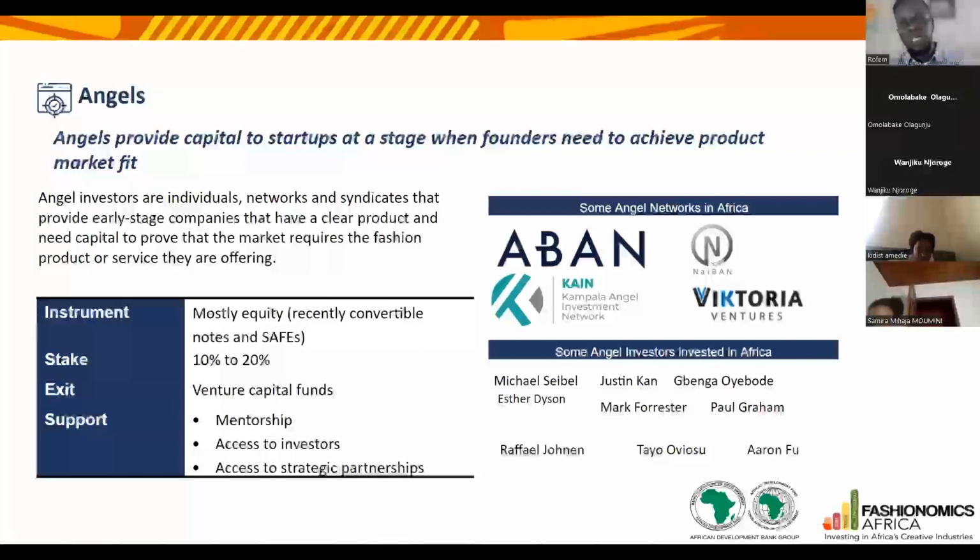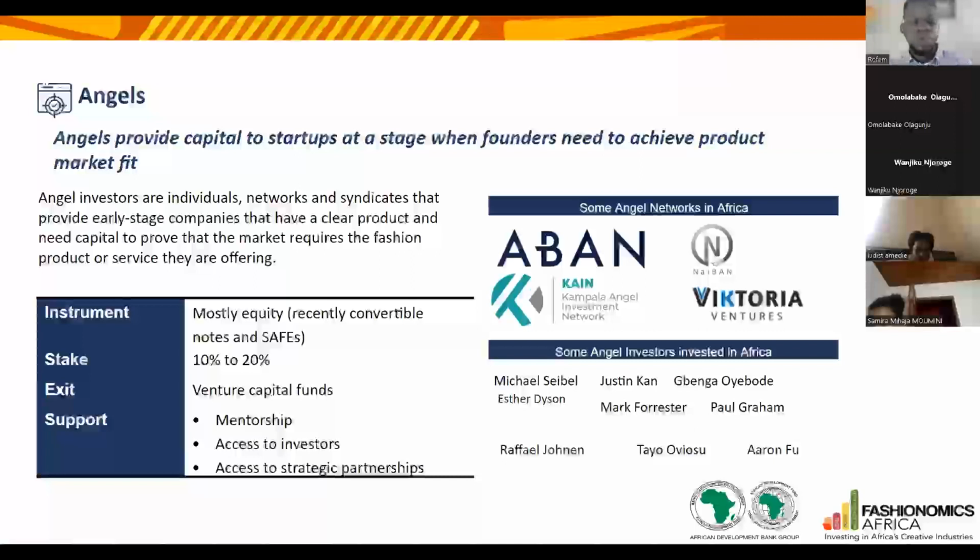Now, what they do is that they typically would try to take up somewhere between 10 to 20% of equity in your business, right? And they typically would use convertible notes, convertible equity, convertible quasi-equity to make an investment in your company, right? Because they don't have the time to face the headache of registering your business and whatnot.